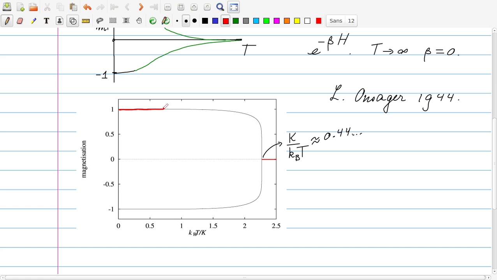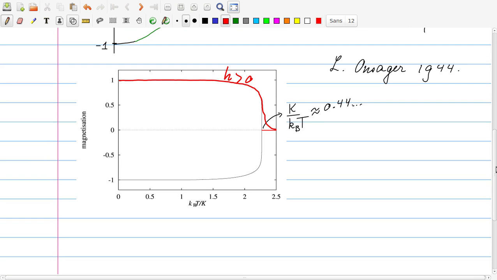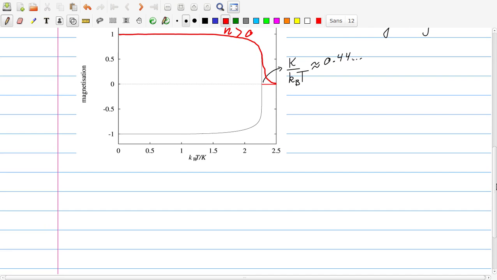We find a positive magnetization, and the cusp will also disappear, and so for each finite temperature there is a finite value of the magnetization. So the red curve here is the curve corresponding to a small but positive magnetic field. So the most interesting case is when the magnetic field vanishes, because in that case we have a phase transition.